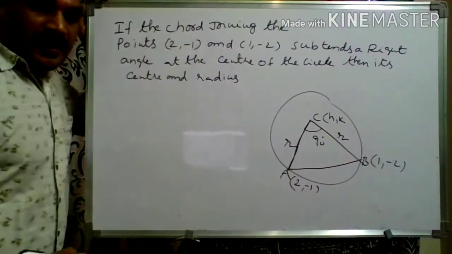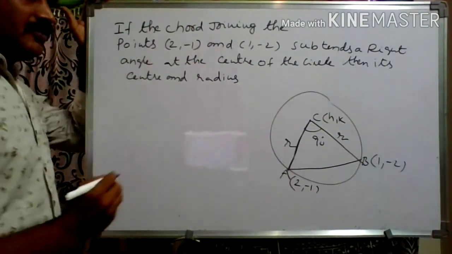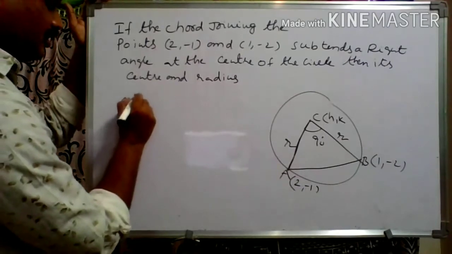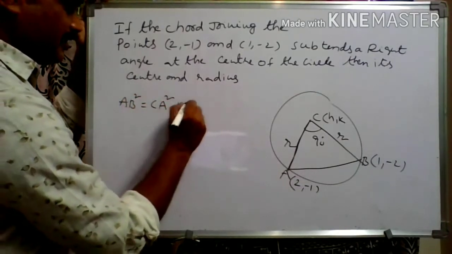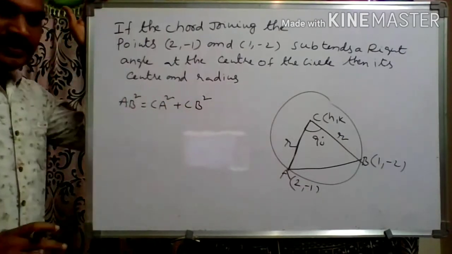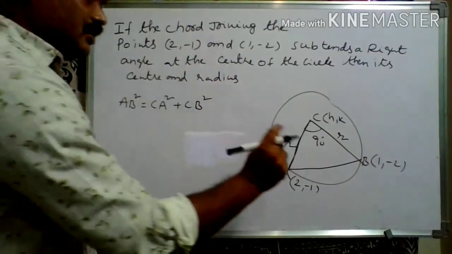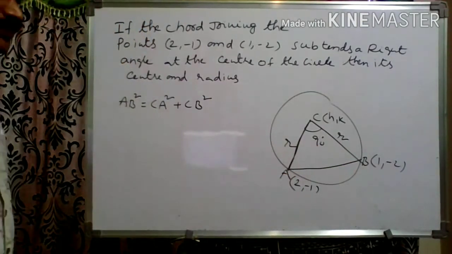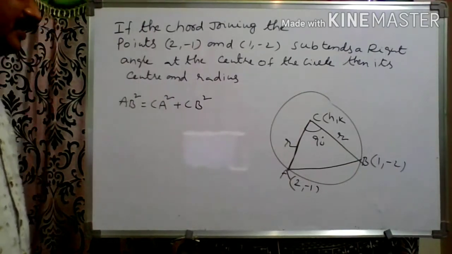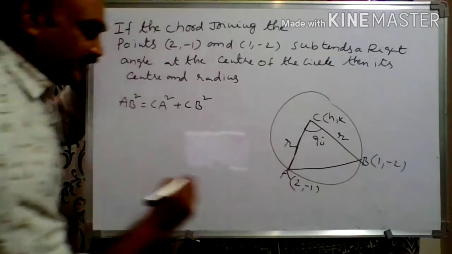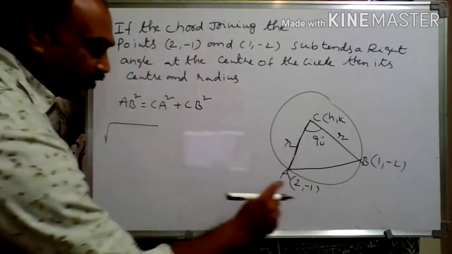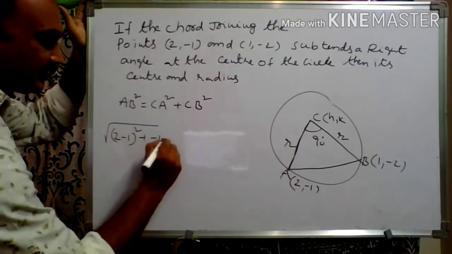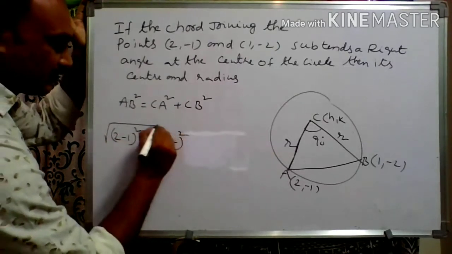Students, apply Pythagoras theorem from triangle CAB. Here the angle is 90 degrees, and AB is the hypotenuse. So AB square is equal to CA square plus CB square. AB is the distance between 2 points. So by the distance formula, x1 minus x2 whole square, 2 minus 1 whole square, plus minus 1 plus 2 whole square, is equal to CA square.